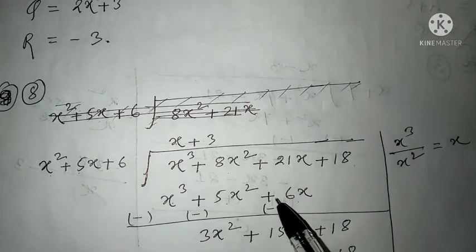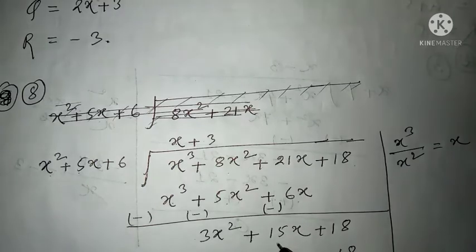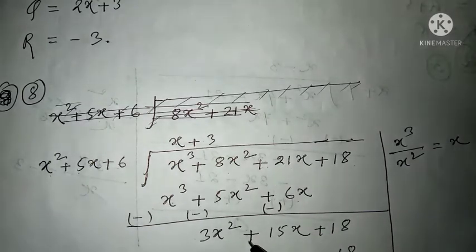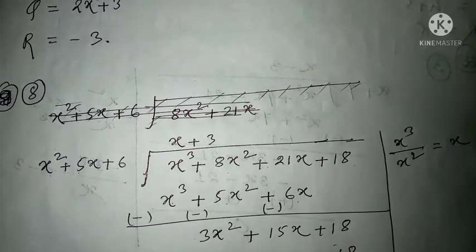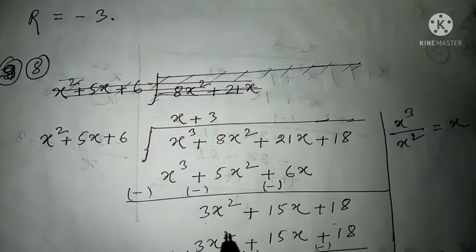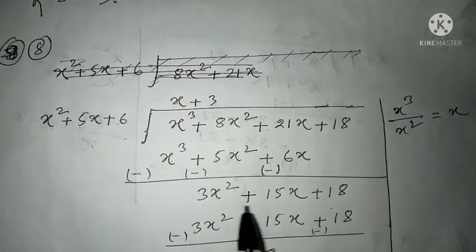Then you can see here this is your plus, assume it is minus. Now 21 minus 6, that is your 15. 21 is the bigger quantity, so you write plus sign. Then that is your 18 as it is. Then again you repeat the same procedure. Now 3x square plus 15x plus 18, this is my new dividend.